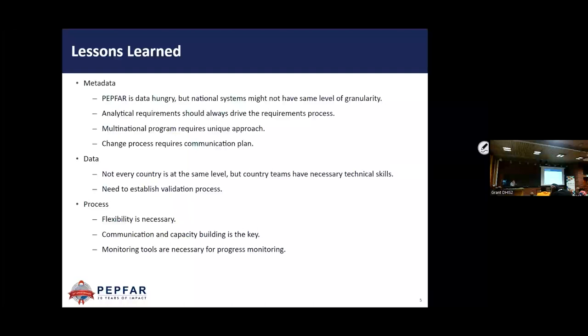And this is really the only slide I have left. I'm trying to make this short, but there are lessons learned in this process, obviously. PEPFAR is data hungry. We do like a lot of data, unfortunately. I know the first year I came here, Kali was in the room and, like, how much more data do you guys want?